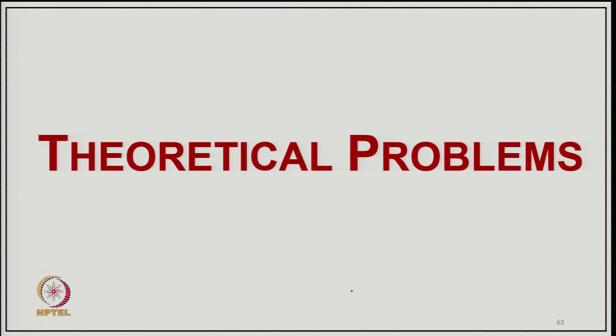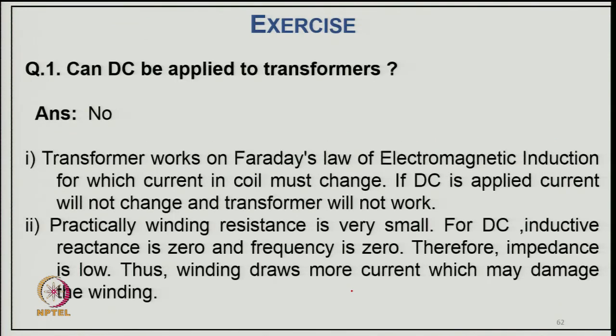Now, coming to the typical theoretical problems. Question number 1: can DC be applied to a transformer? No, because reactances will not come into function, and you will have only a very small resistance on DC. The transformer works on Faraday's law of magnetic induction, for which the current in the coil must change. So, if DC is applied, the current will not change and the transformer will not work.